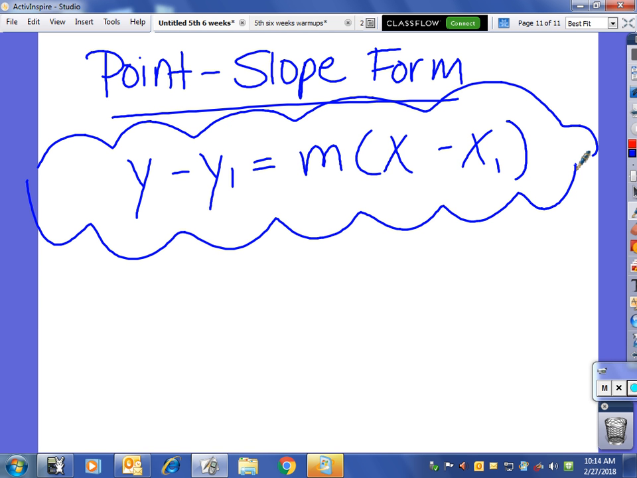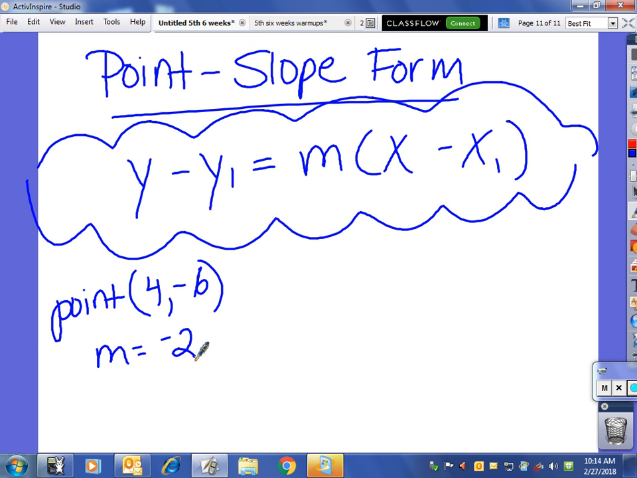Okay, if I give you a point and a slope, I'm going to show you how easy this is. You're going to like this form. I am thinking of a line that goes through the point (4, -6) and has a slope of -2. You just plug it in. In this formula, this y is the letter y. This x is the letter x. Because remember, linear equations have x's and y's in them. This y1 and this x1 come from your point value. This is where you use your point. And m, of course, is your slope.